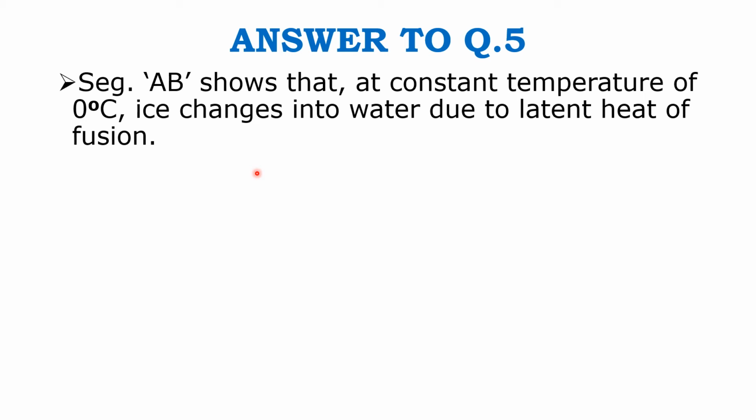Okay, this shows that at a constant temperature of 0 degrees Celsius, the temperature is at 0 only, ice changes into water due to latent heat of fusion. Fusion means what I told you, fusion means melting. So segment AB shows that at a constant temperature of 0 degrees Celsius, ice changes into water.